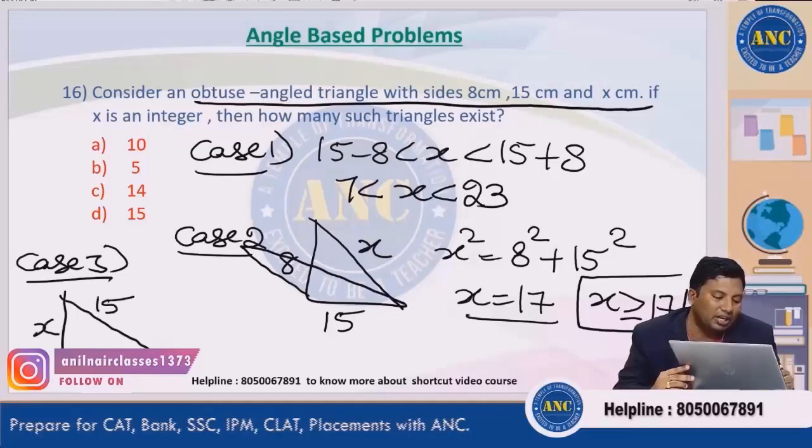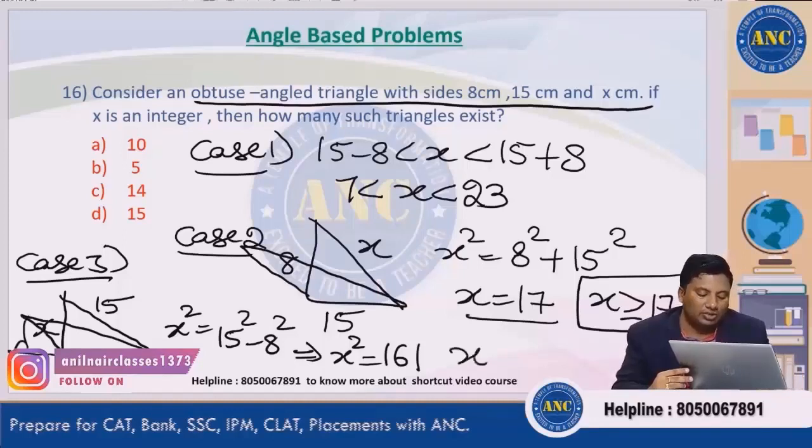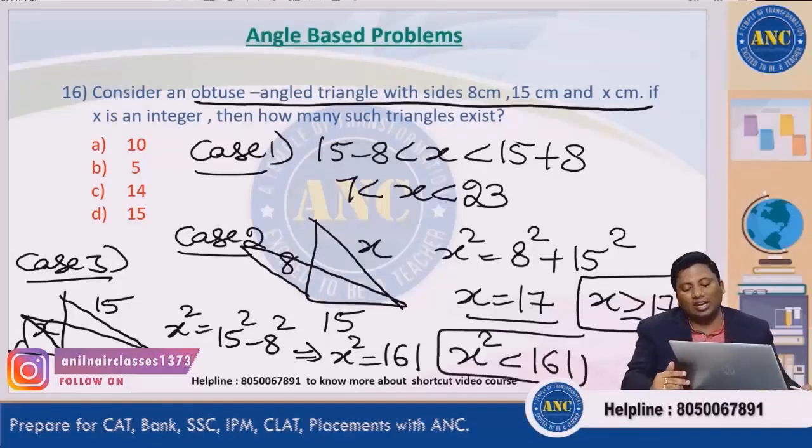If it is 15 and 8, x square is nothing but 15 square minus 8 square, 225 minus 64, which is 161. If the hypotenuse is growing, height will be less. So x square is less than 161. What are the conditions we got? X square is less than 161. X square is greater than or equivalent to 289.